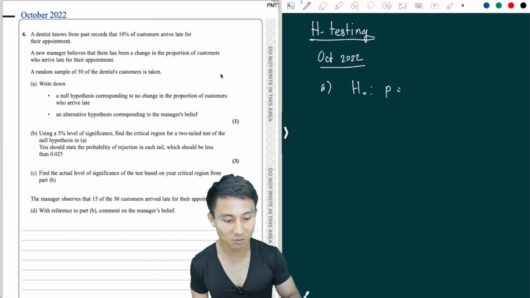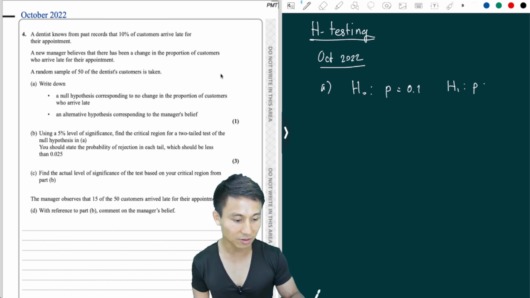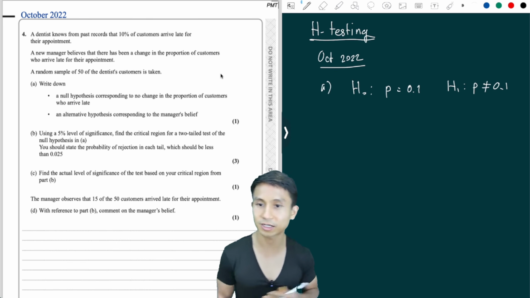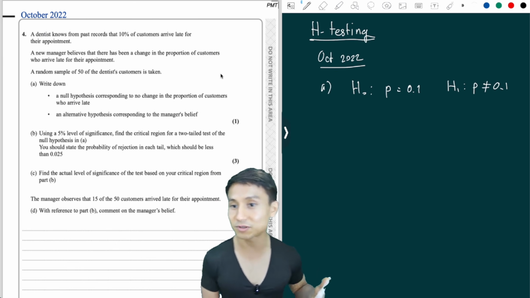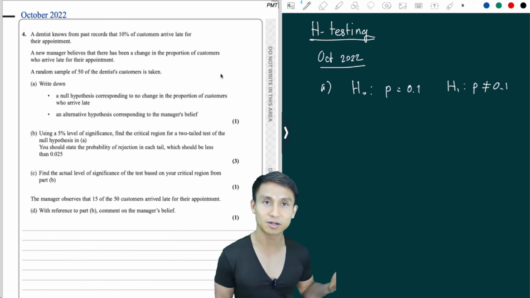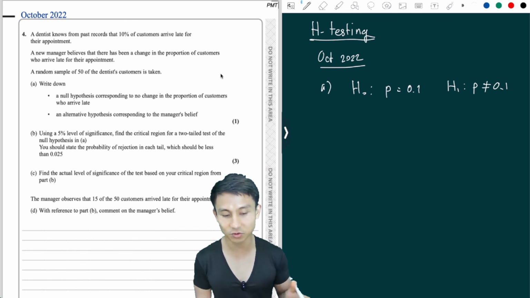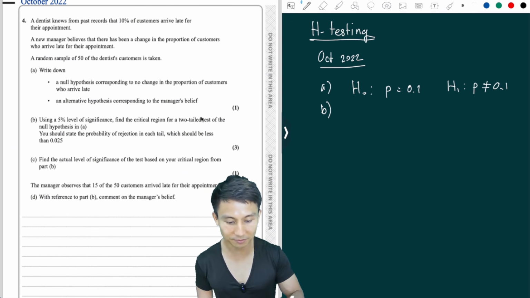So P equals 0.1. But for the alternative hypothesis, it's just P not equal to 0.1 because there is a change. He believes there's only been a change, not a decrease, not an increase. So this is a two-tailed test, right? Okay, that's part A done.